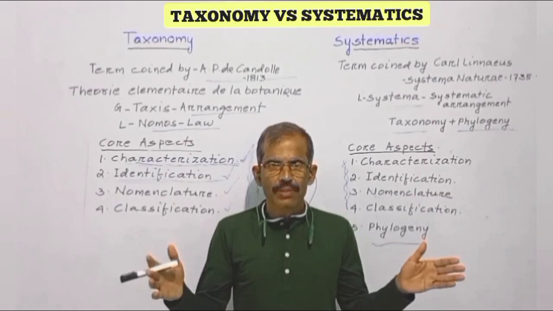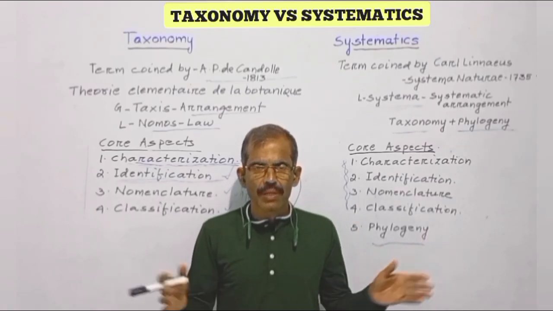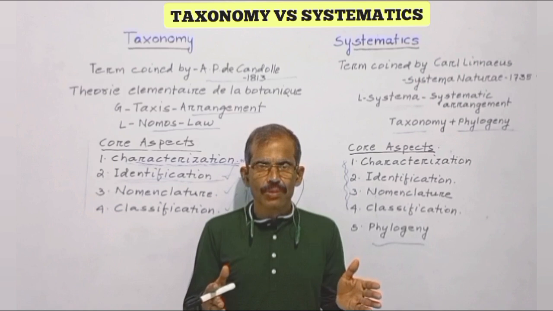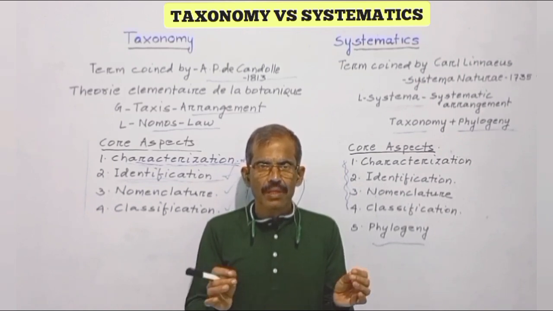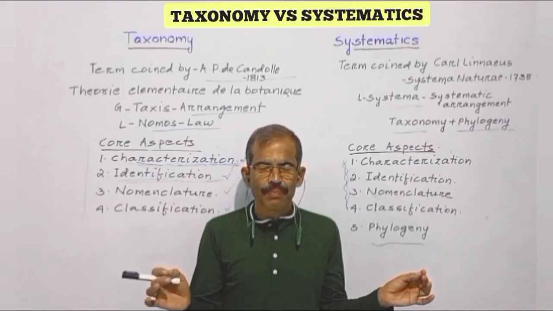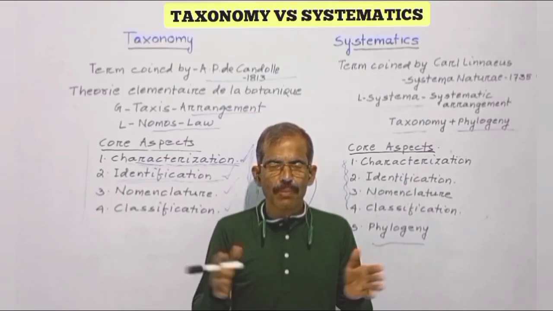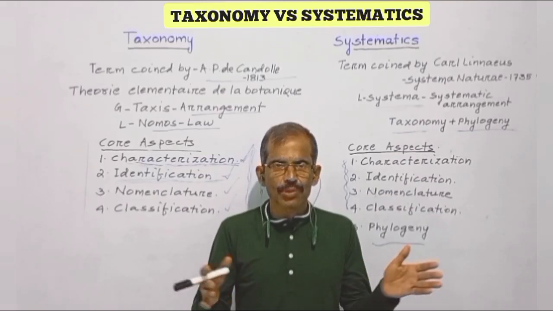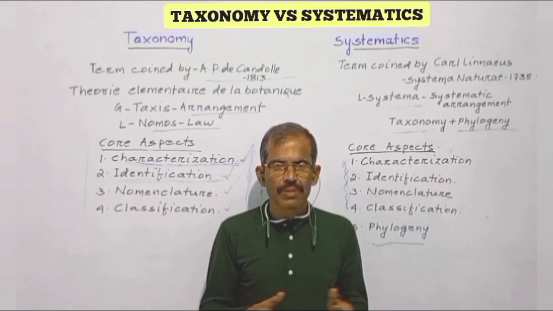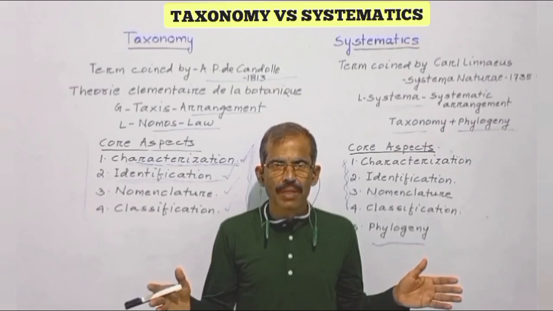So unlike taxonomy, systematics is a broader scientific field that includes taxonomy but is focused heavily on the study of evolutionary history, diversification of different organisms from common ancestors, and phylogenetic relationship among organisms. So friends, this is all about a comparison between taxonomy and systematics.